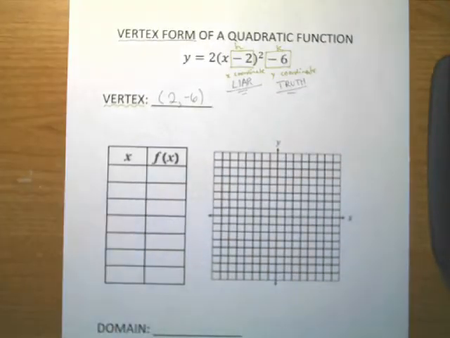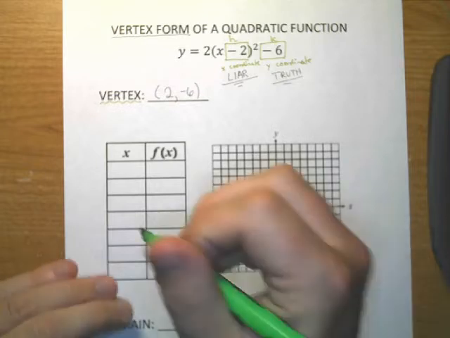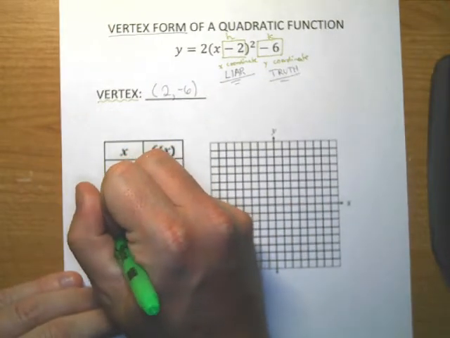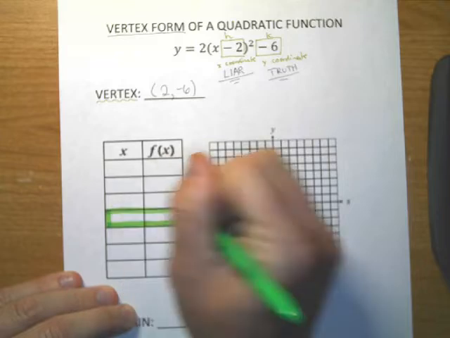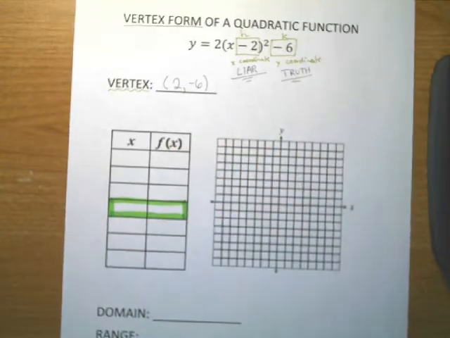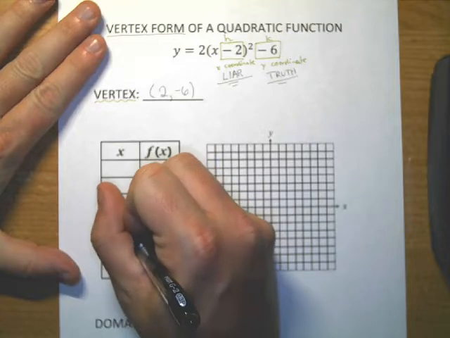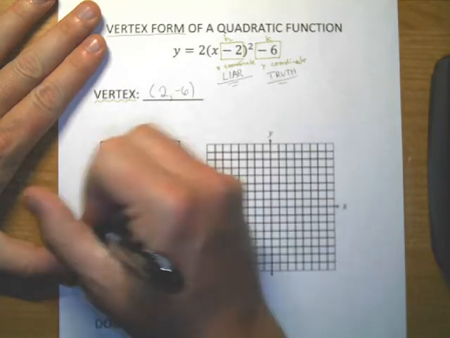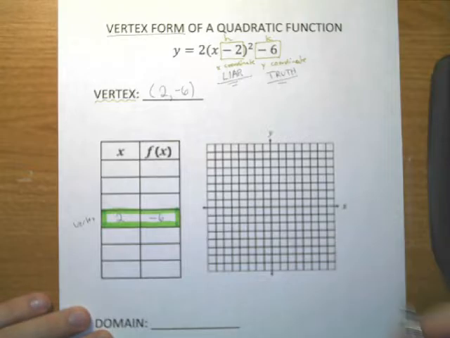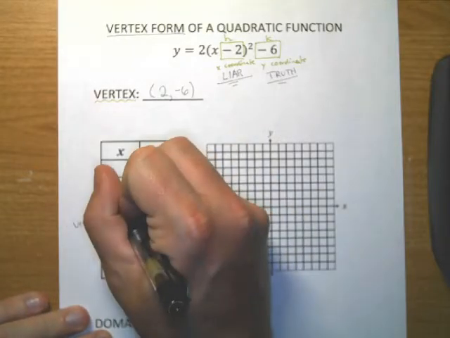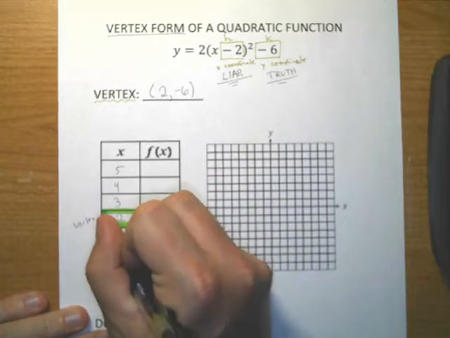So once you have your vertex, you are smooth sailing. In the middle of your T-chart, this guy right here is always your vertex. So that ordered pair that you just found, put that right here in the center of your T-chart. Then work your way up and work your way down.